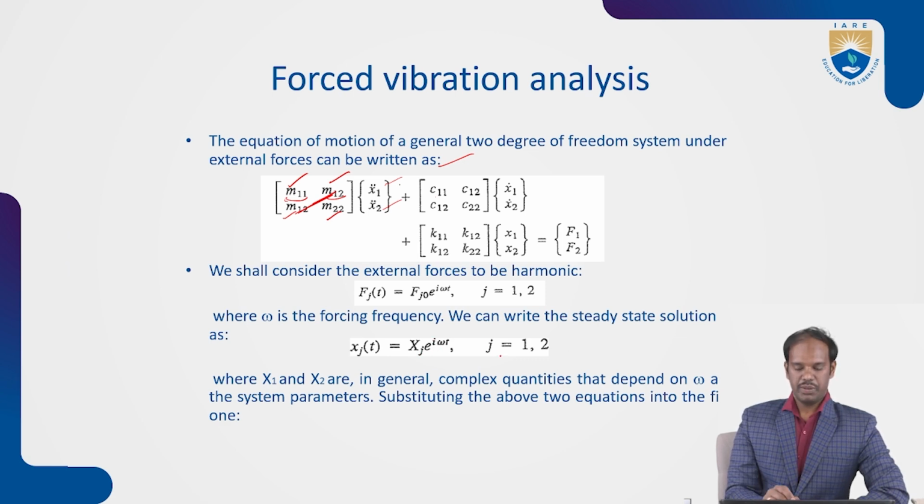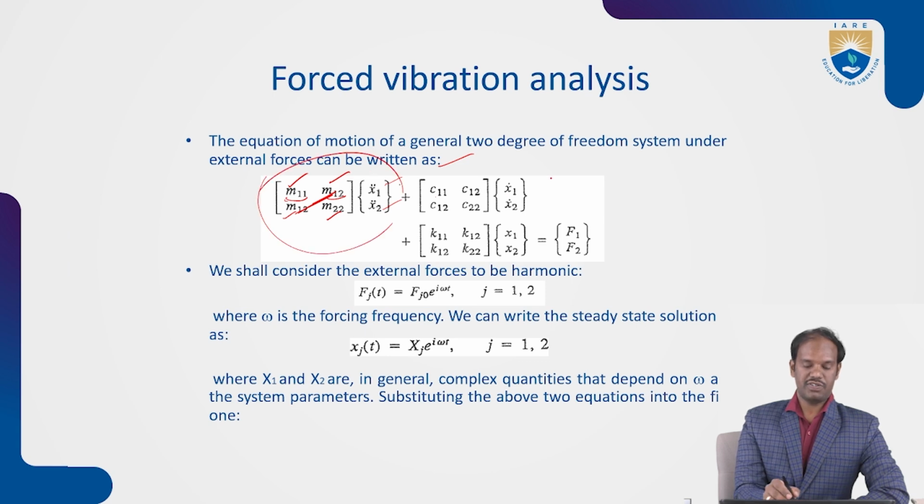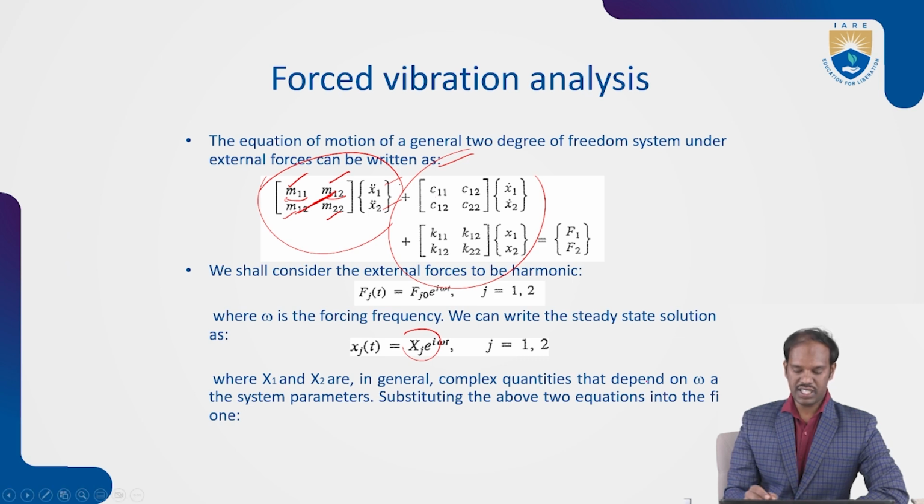Here j equals 1 and 2, and we can write the complete equation in the matrix form we have taken, in terms of xj of t. The X1 and X2 are general complex quantities that depend upon omega and the system parameters. Substituting the above equations into the first equation.